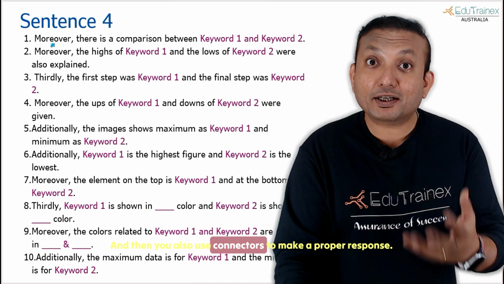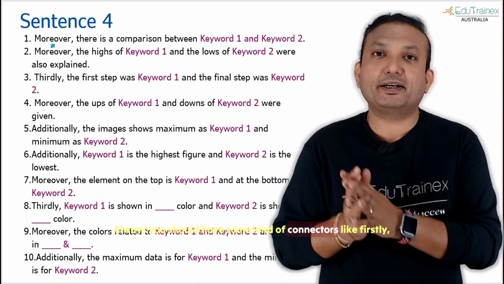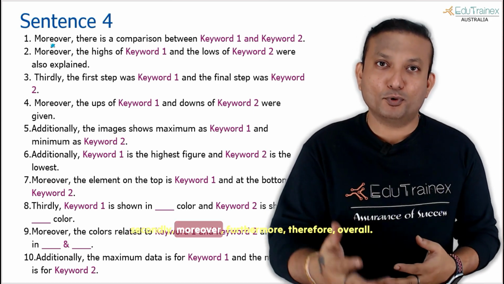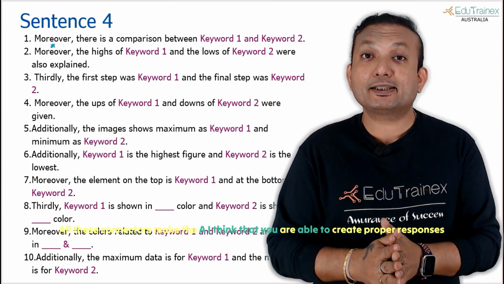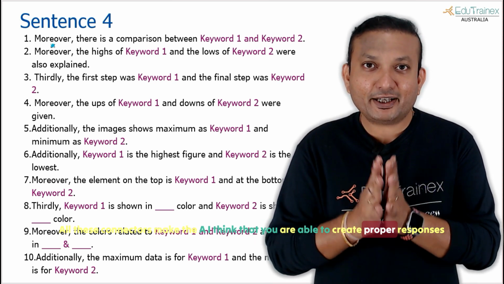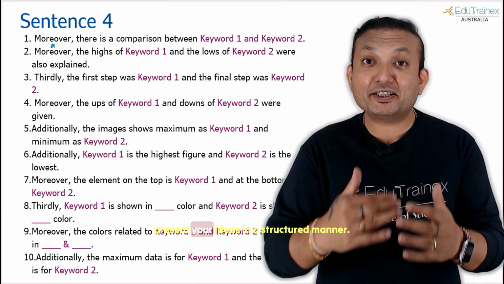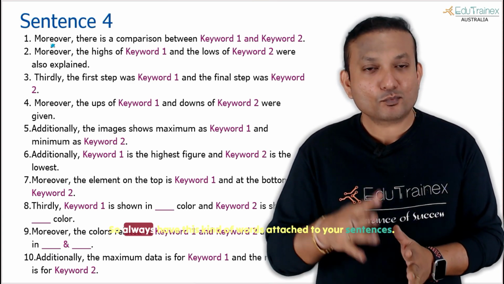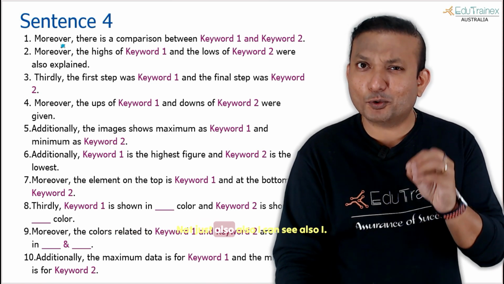And then you also use connectors. To make a proper response, you should always have some kind of connectors like firstly, secondly, moreover, furthermore, therefore, overall. All these connectors make the AI think that you are able to create proper responses in English and you are able to play around with the words and present your ideas in a structured manner. So always have this kind of words attached to your sentences.